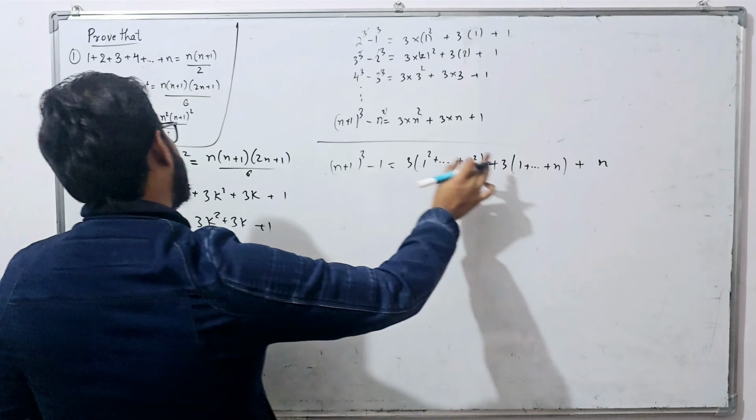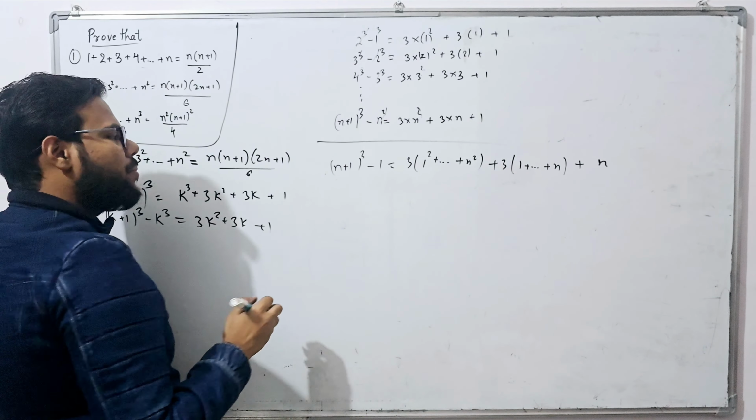Now we know this expression, we just proved it right now. So this is equal to n cube plus 3n square plus 3n plus 1 minus 1 is equal to 3 times, let's call it s2, since it is the power of 2, plus 3 times, let me write it clearly, this is equal to n into n plus 1 by 2 plus n, right? When you solve, you get n cube plus 3n square plus 3n is equal to 3s2 plus 3 by 2 into n square plus n, right?